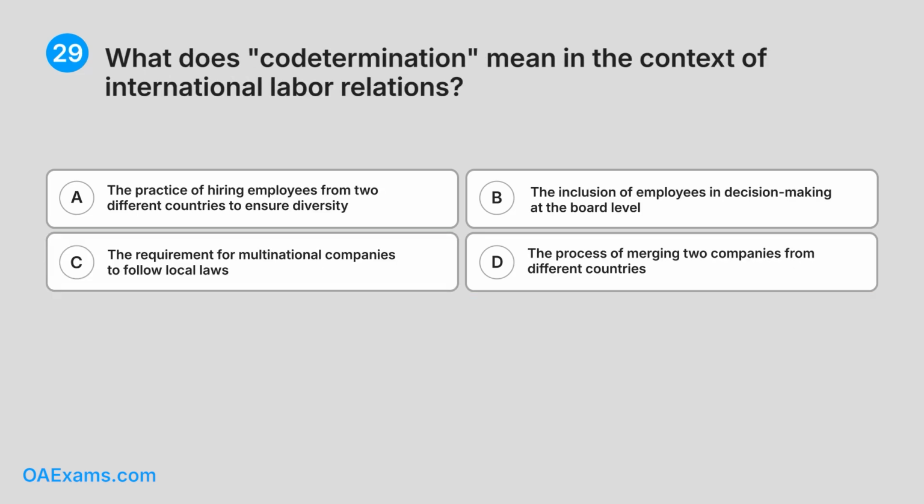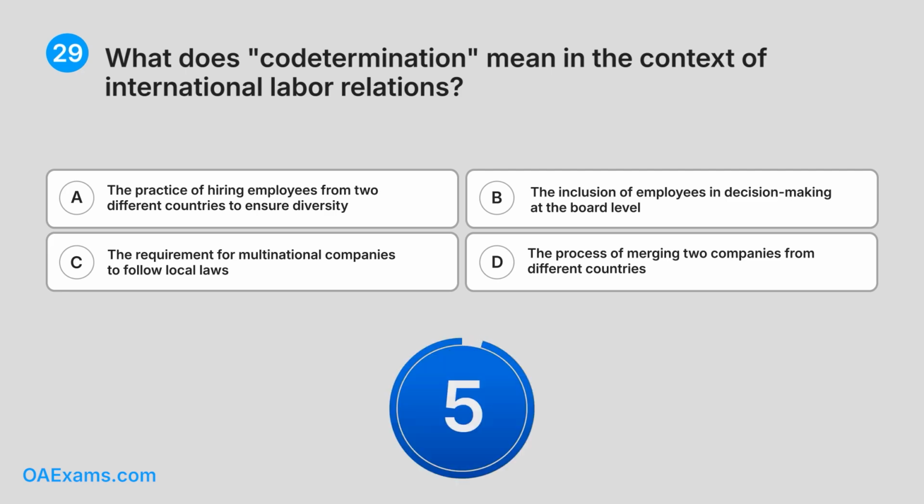29. What does co-determination mean in the context of international labor relations? A. The practice of hiring employees from two different countries to ensure diversity. B. The inclusion of employees in decision-making at the board level. C. The requirement for multinational companies to follow local laws. D. The process of merging two companies from different countries. Do you know the answer?